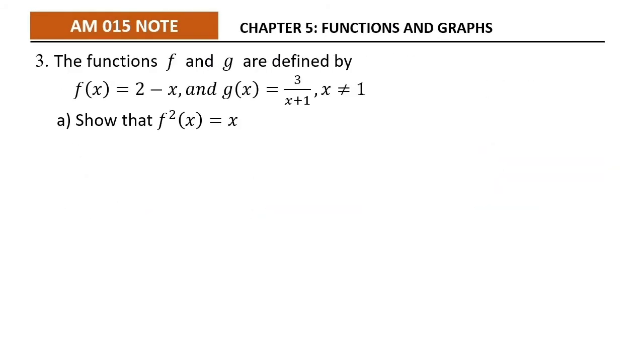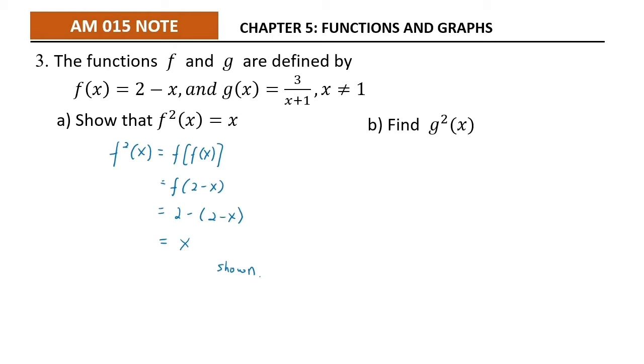Next question, question 3. The functions f and g are defined by f(x) and g(x). Show that f squared x equal to x. So we know that f squared x is actually f of f. f(x) is 2 minus x, means 2 minus x is now 2 minus (2 minus x). 2 minus 2 is 0, and then negative of negative x is x. So shown.